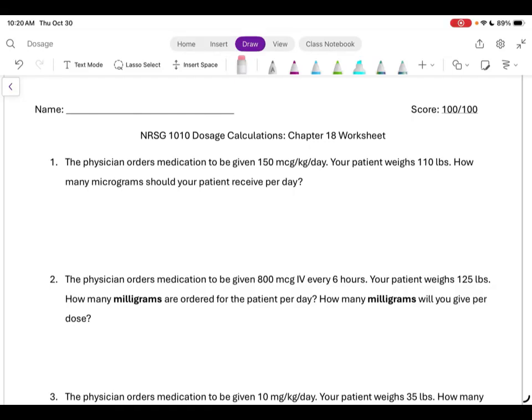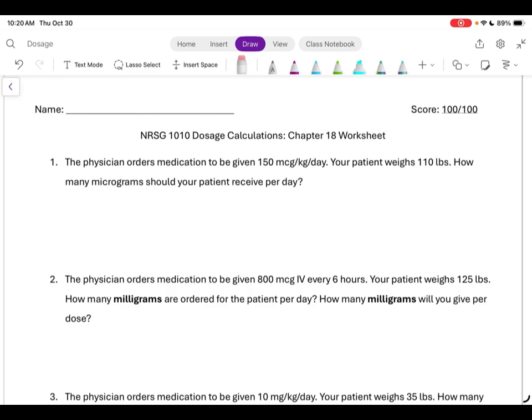Alright guys, so I'm going to go ahead and go through this chapter 18 worksheet that I handed out in class this week. If you don't happen to have it anymore, I will upload the blanks to Canvas along with this video. And then I'll make a separate video for maintenance fluids that you can go over again, if in class I went a little too fast, okay? All right, so let's go ahead and get started.